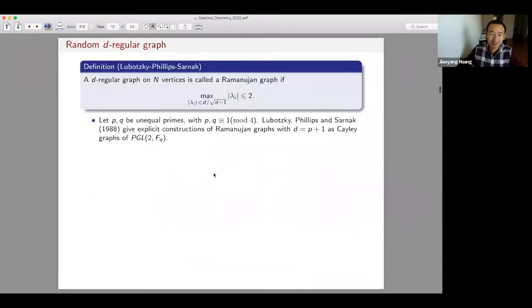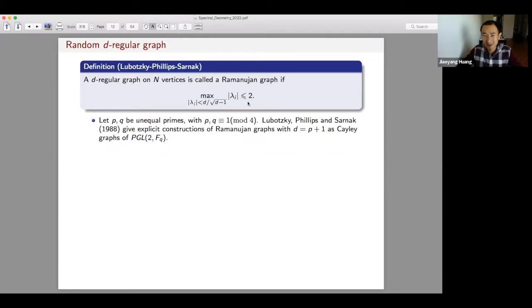Because of this, in the famous paper by Lubotzky, Phillips, and Sarnak, they coined the word Ramanujan graph. It's defined for a d-regular graph on n vertices. We ignore the largest eigenvalue, which is d over square root of d minus 1, and also the smallest eigenvalue if the graph is bipartite, which is minus d over square root of d minus 1. We only look at the non-trivial eigenvalues. If all of them are less than or equal to 2, then we call the graph a Ramanujan graph.